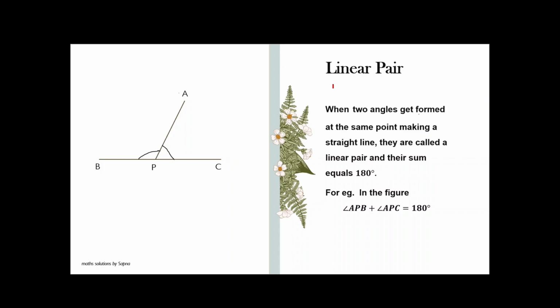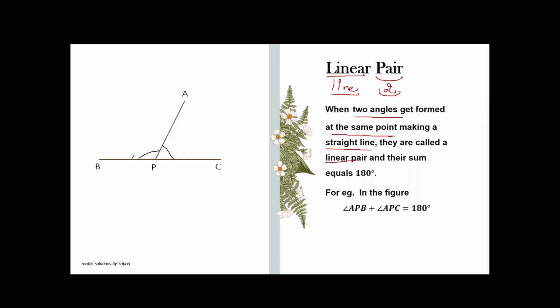Linear pair means, as the name itself says, linear is derived from the word line, right? Pair means when there are two things, correct? So the meaning is itself hidden in the name. Linear pair means when two angles are making a straight line. So when two angles get formed at the same point making a straight line, they are called a linear pair. Look at the figure.